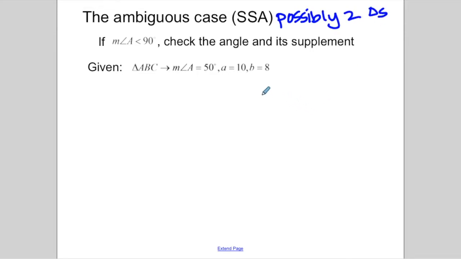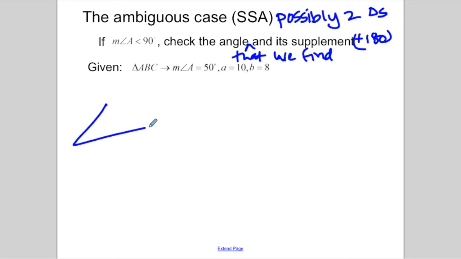Okay, so we need to talk about, well, how do I know if there are two triangles? And then how do I find the second triangle if there is another one? So if our measure of angle A is less than 90, we need to check the angle that we find, and its supplement. And what does supplement mean again? We've talked about supplement. It means it adds up to 180. So we need to find it, and then we need to check it with 180. So we'll talk about that in a second.